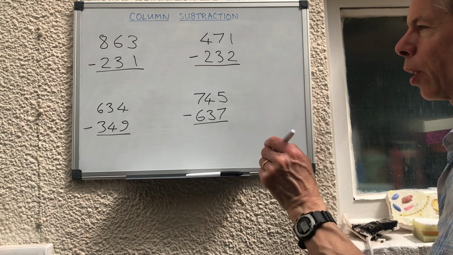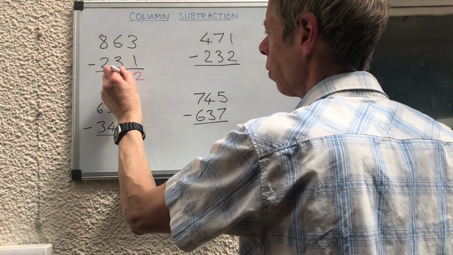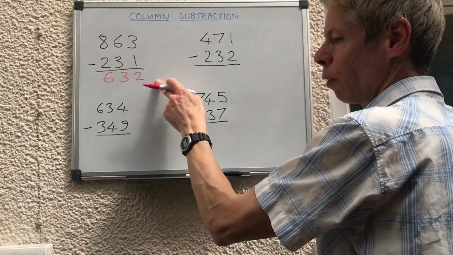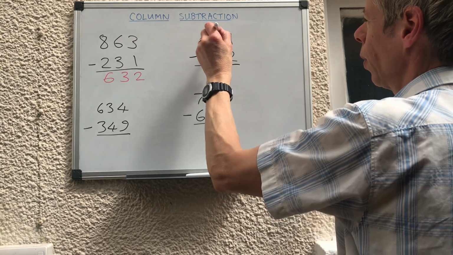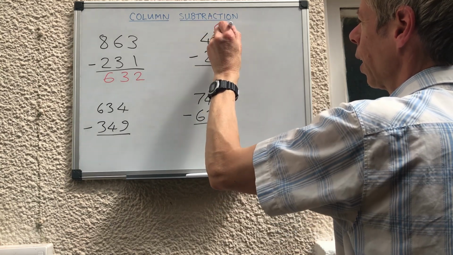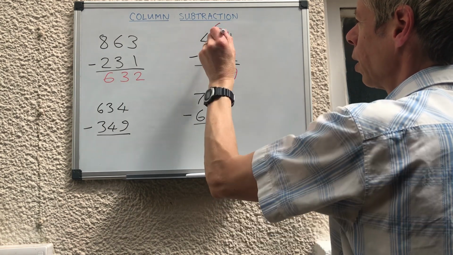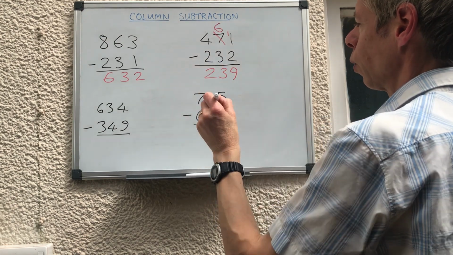Okay, so then first question. So 3 take away 1 gives us 2. 6 take away 3 gives us 3. 8 take away 2 gives us 6. So the answer to the first question, 632. Question 2, you can't do 1 take away 2, cross out the 7, make it a 6. Make that 11, take away 2 is 9. 6 take away 3 is 3, 4 take away 2 is 2.